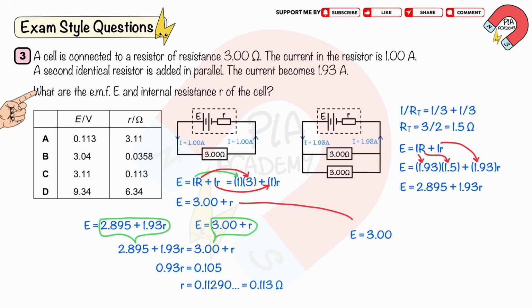We substitute the internal resistance into this equation. We get the EMF E equals 3.11 volts for three significant figures. So, C is correct.